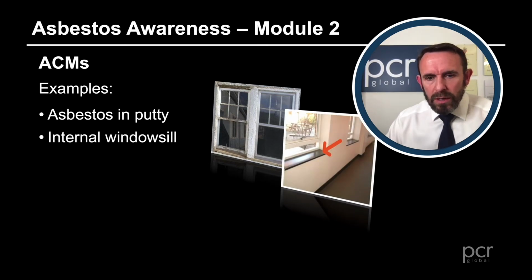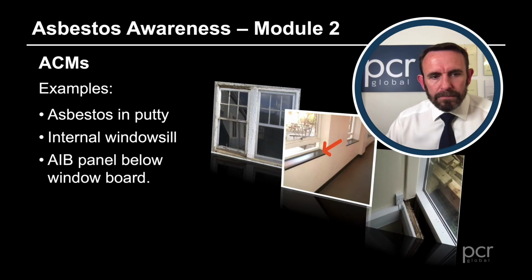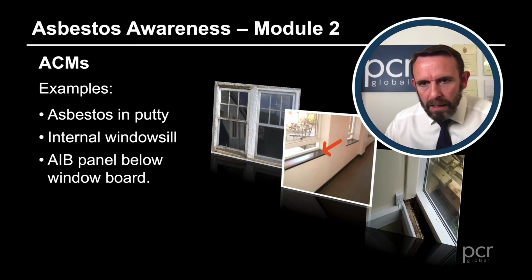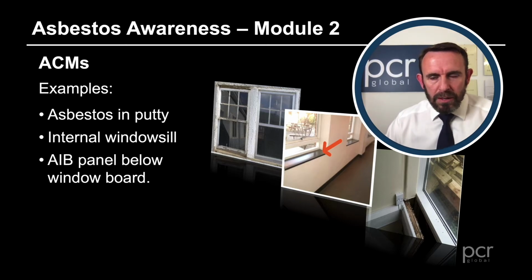Internal windowsills. And asbestos insulating panels below the window board. Again, stopping that cavity, so fire going through the cavity. Quite beneficial to have that asbestos insulating board, obviously not knowing the secondary and very important hazards that it causes.